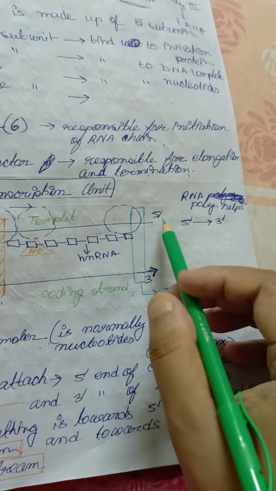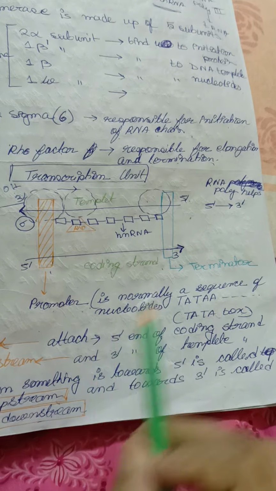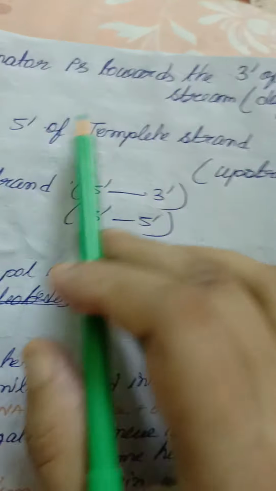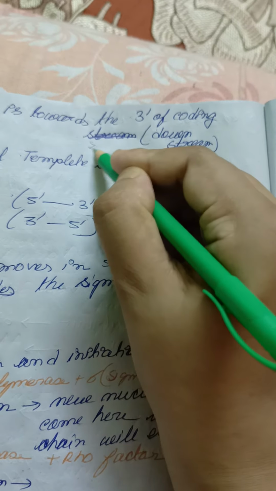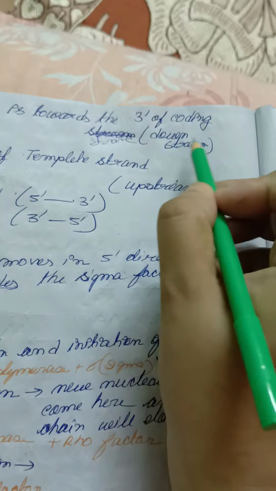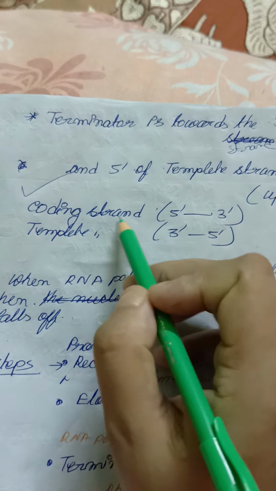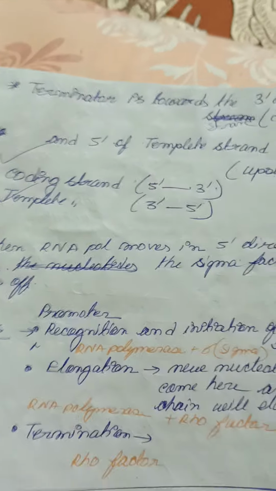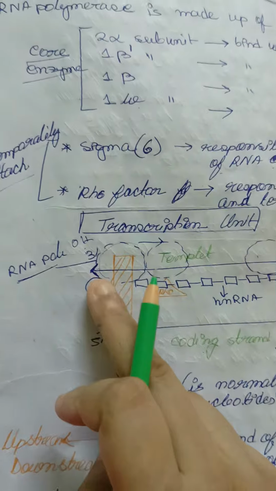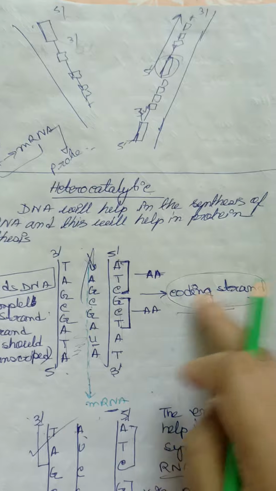Anything which binds at the 5' end we call the upstream, and anything which binds at the 3' end is called the downstream. So here I have written that the terminator is towards the 3' end of the coding strand, which means this is downstream, and the 5' end of the template strand, this is upstream. The terminator binds in this way. So we know the coding strand is always 5' to 3' end, and the template strand is always 3' to 5' end. We have already seen here the 3' to 5' end is the template strand, and the 5' to 3' end is the coding strand.